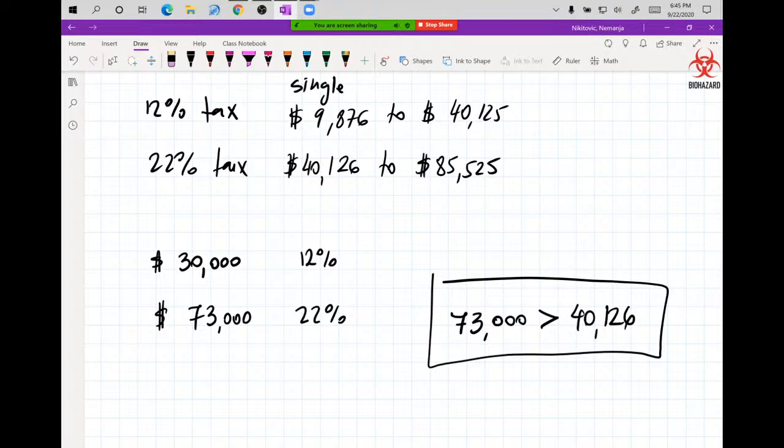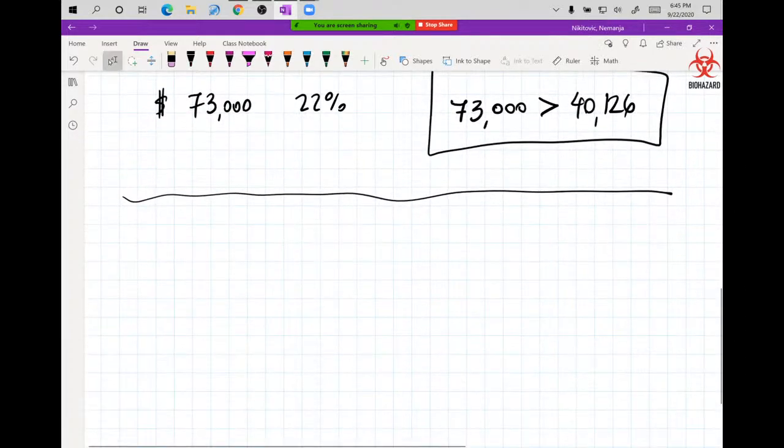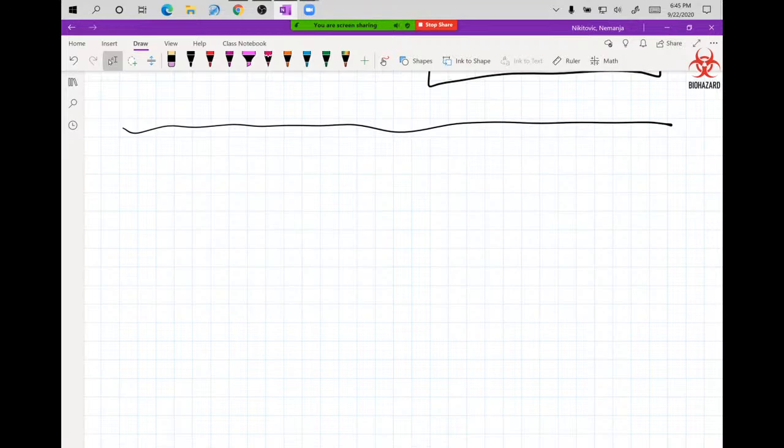And you guys said it great. 73,000 is more than 40,000, but less than 85,000, which means it's in between those two numbers. Therefore, it belongs to the 22% tax rate. Good. So that takes care of that. And then you go and now say, I know how to arrange my numbers.